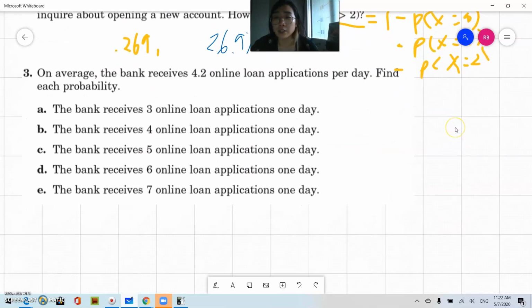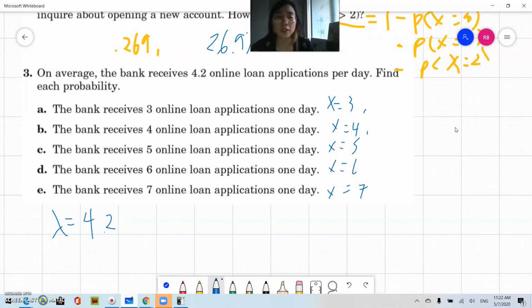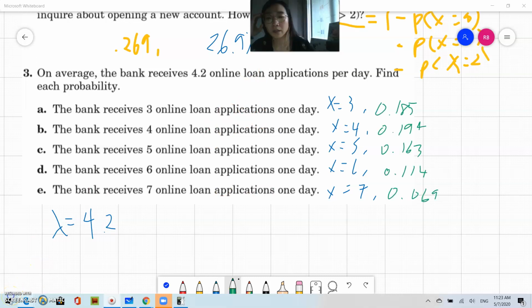Number 3, on average, the bank receives 4.2, meaning the lambda is 4.2. And this one, x is 3, x is 4, x is 5, x is 6, and x is 7. Why don't you stop the video, try these numbers for yourself using the Poisson PDF, not CDF, because CDF is cumulative and PDF is the probability for that number. So stop the video now, try them, and we'll compare the answers.